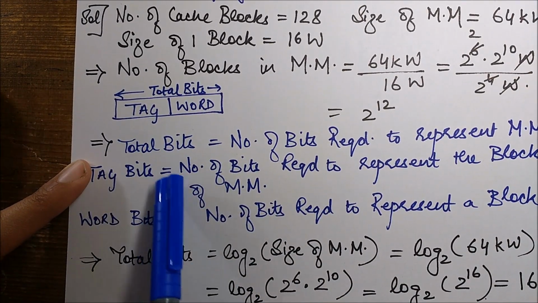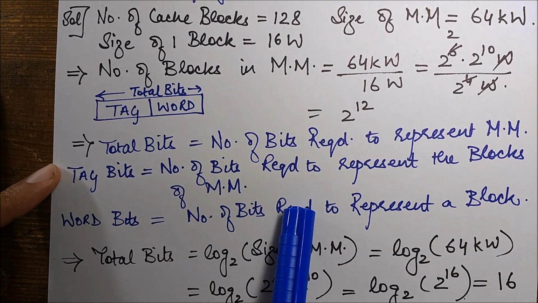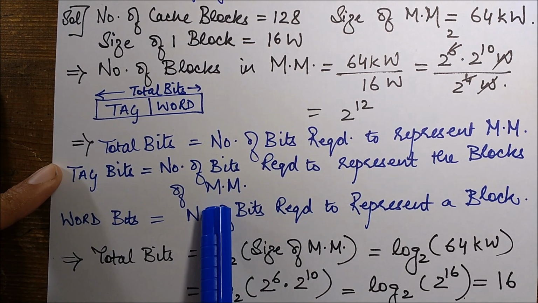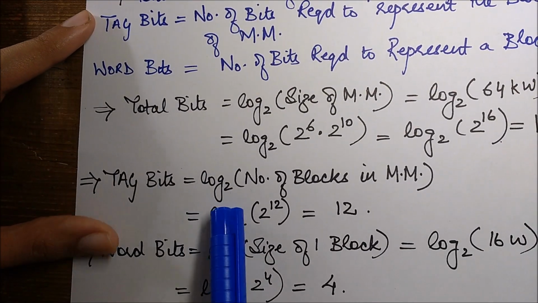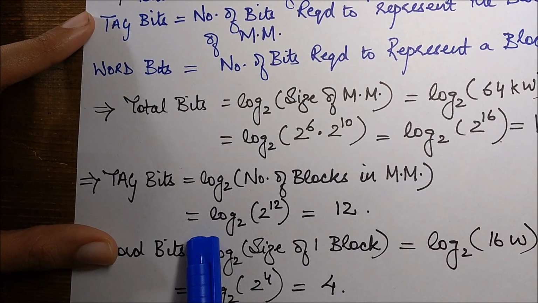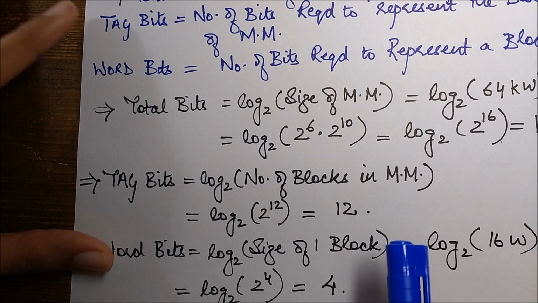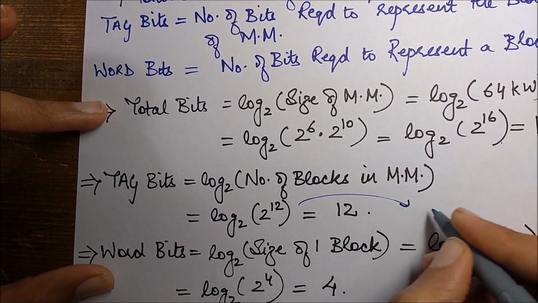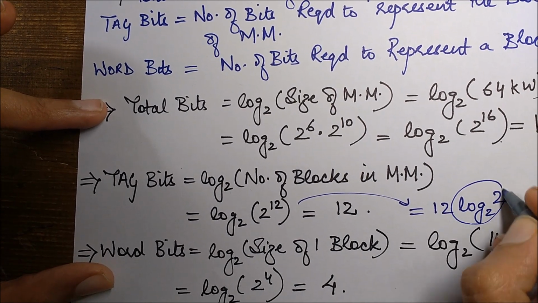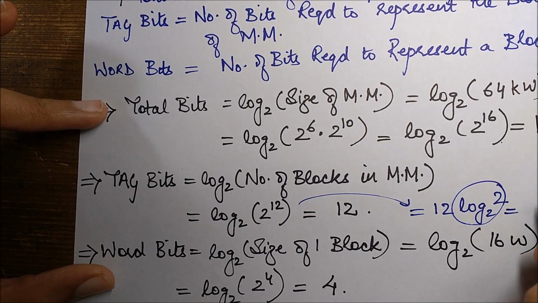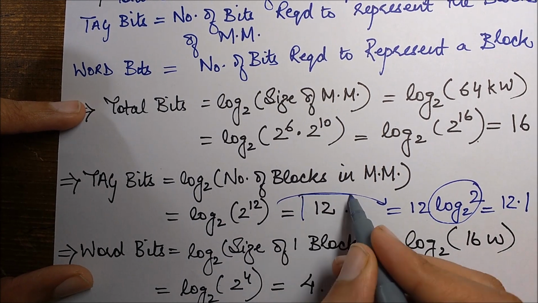And the tag bits, what are the tag bits now? The tag bits are the number of bits required to represent the blocks of main memory. That means I need to find the number of blocks in main memory first. That we've already found, which is 2 to the power 12. So tag bits will be log 2 of the number of blocks in main memory, which is log 2 of 2 to the power 12. Now this comes out to be 12, right? Because of the log property, this is equal to 12 log 2 of 2, and log of a number with the same base is 1. So 12 times 1 is equal to 12, which I've written over here.